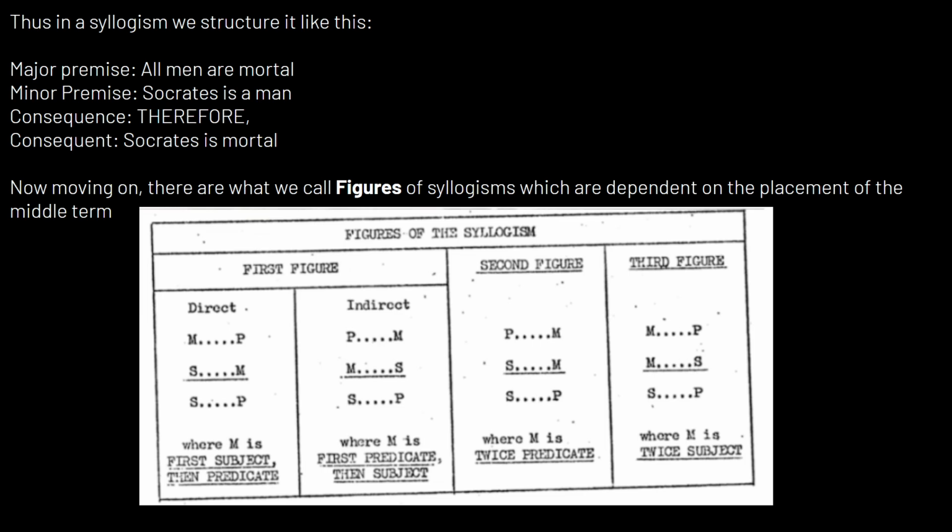Indirect first figure, or fourth figure, is predicate then subject, and then second figure is both predicate, and then third figure is both subject. How I would memorize this is I would look at it like a W. So it goes like a W: subject, then predicate, and then second figure, both predicate, and then third figure, both subject, and then indirect, predicate, then subject, which forms like a W, right?